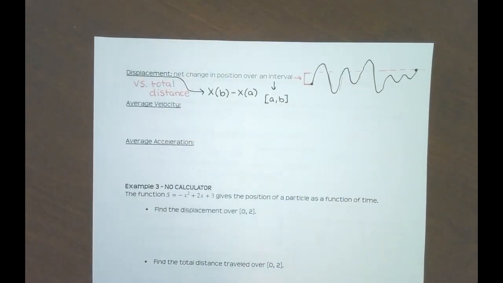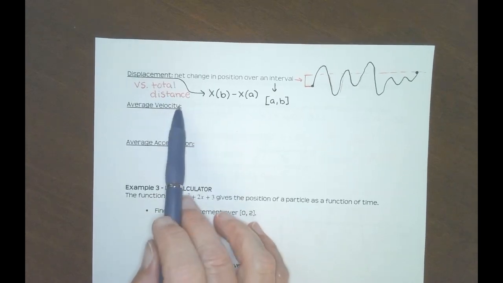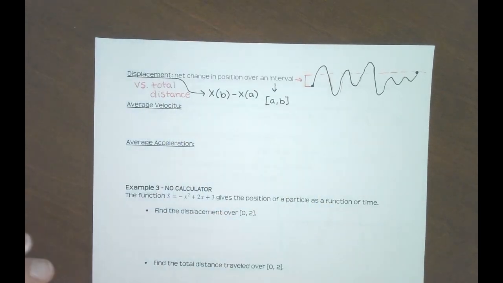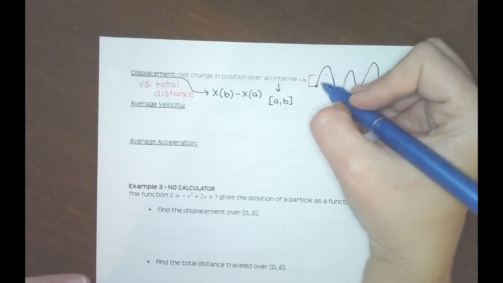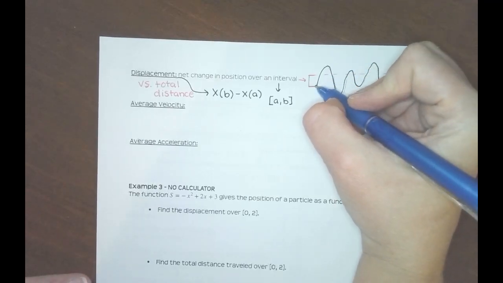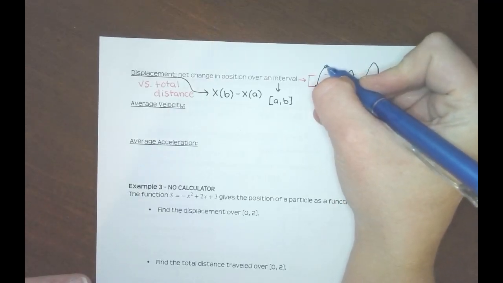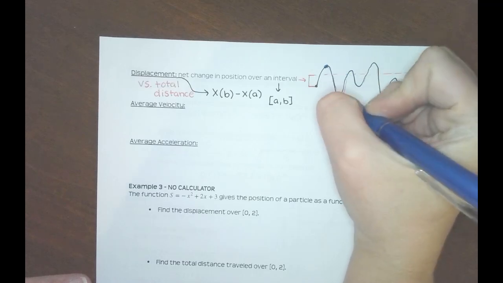For total distance, we're going to have to do a bunch of little displacements. So what total distance is going to do, and you'll see this in this example down here, is basically I'm going to find the displacement from here to here. And then I'm going to find the displacement from here to here.